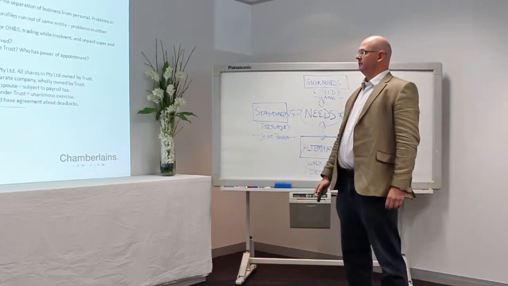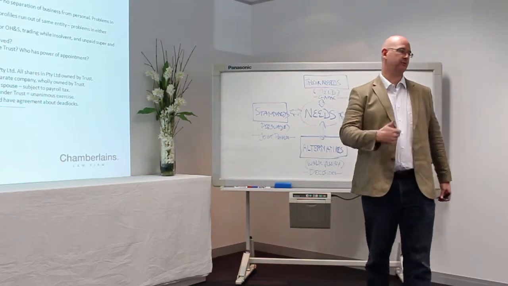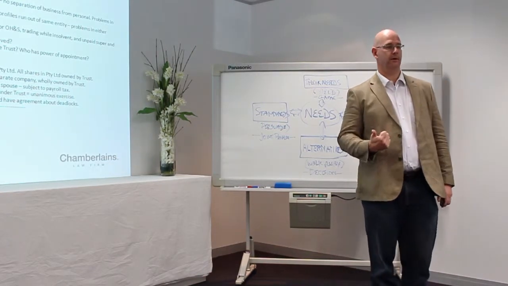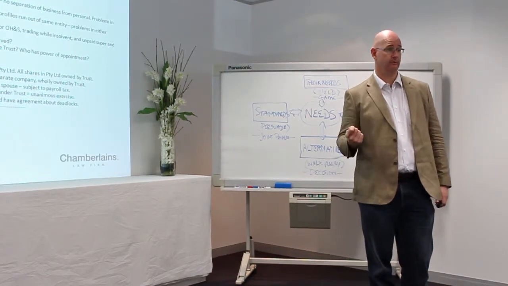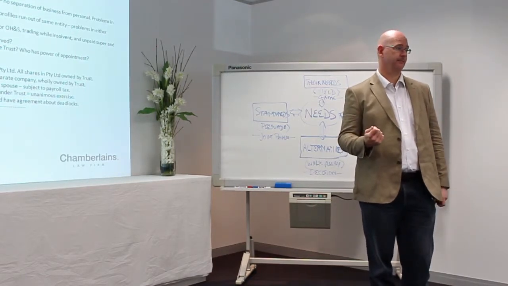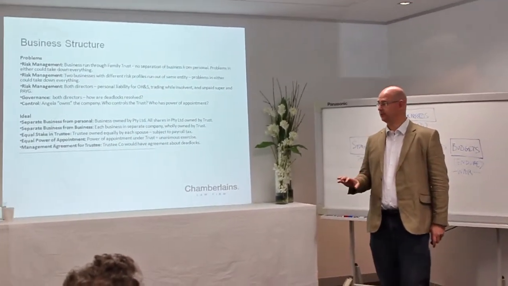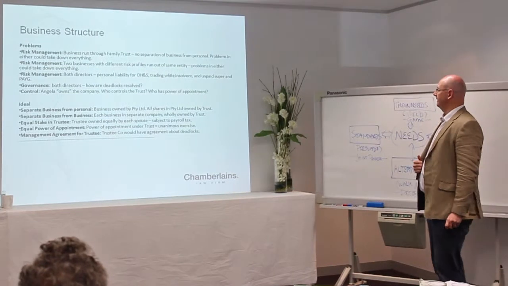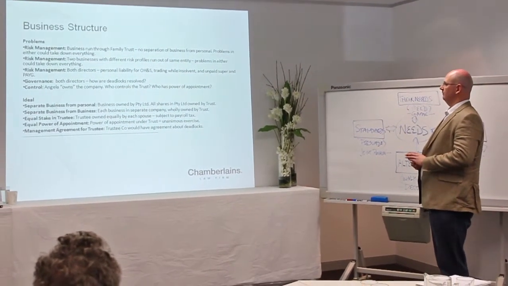Equal stake in the trustee. The trustee of the family trust should be owned equally by each spouse, i.e. each spouse should simply have one ordinary share in the trustee of the trust issued for $1. This business of the 500 extra shares, etc., is a nightmare for reasons we'll explain. There should be equal power of appointment.